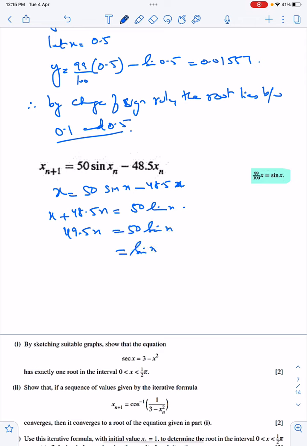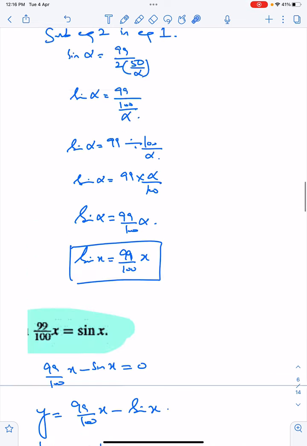sin x equals 49.5x upon 50. 49.5 divided by 50 gives me 99 upon 100. So 99 upon 100 equals sin x. So proved. This is what you had to prove: that if this iterative formula converges, it is going to give you this equation. So you have to go back and get to the same equation which they had given you originally.